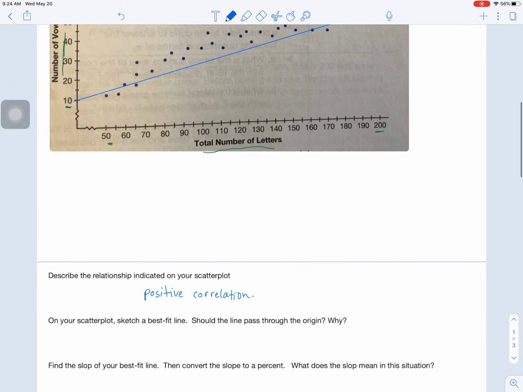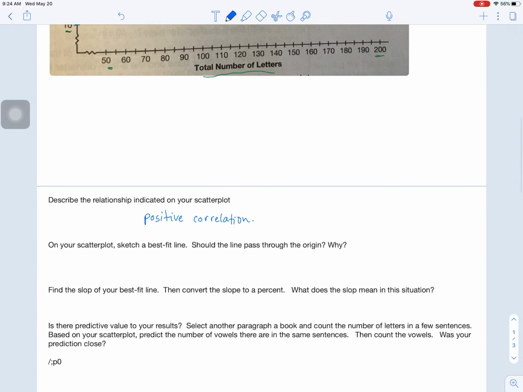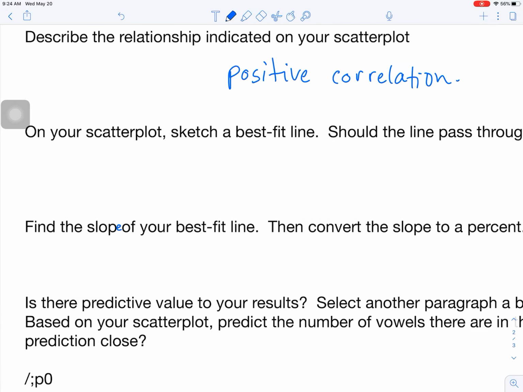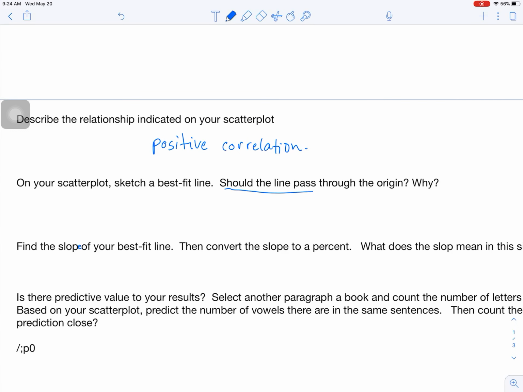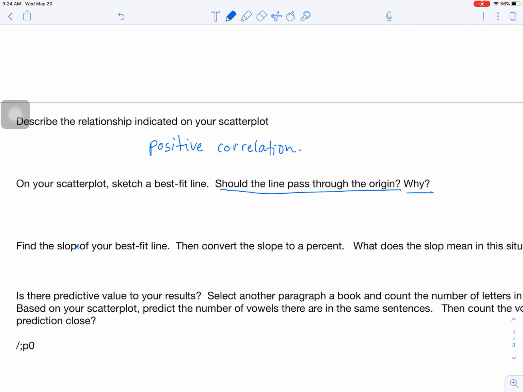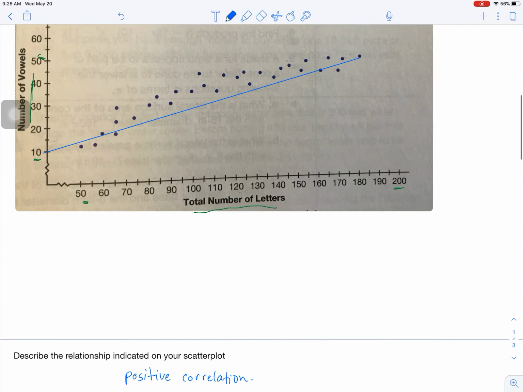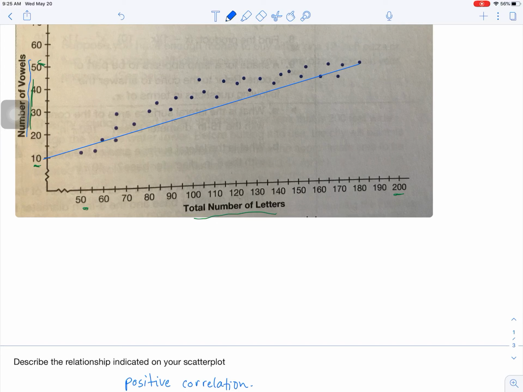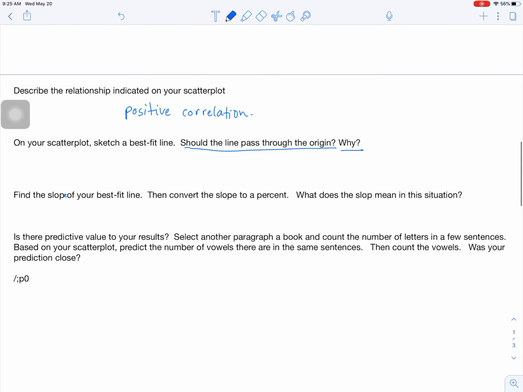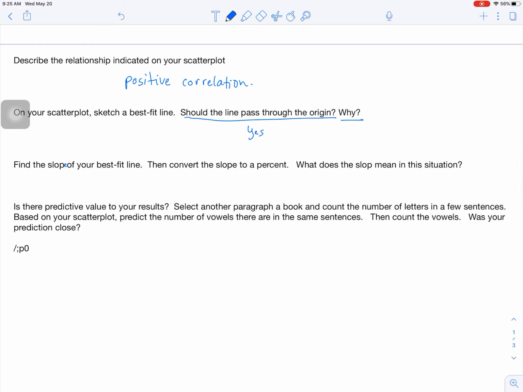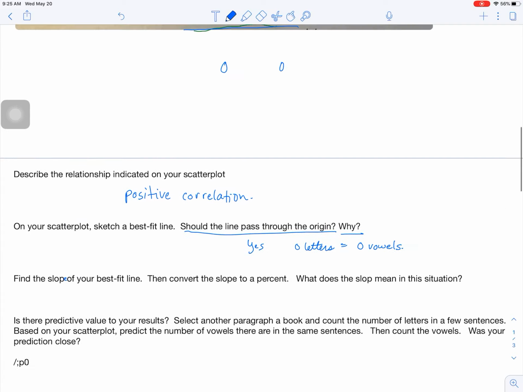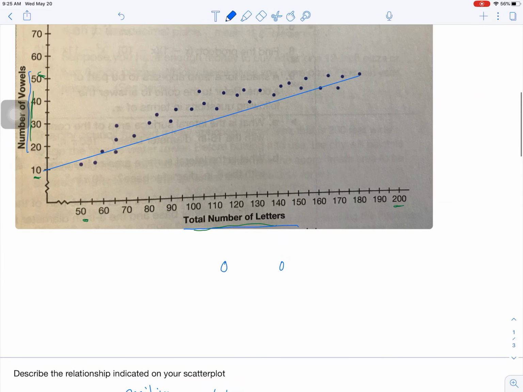Now you may draw your line slightly different, but find the slope of your best fit line. Should the line pass through the point of origin? And then why? And think about this, right? This is total number of vowels, and then it says total number of letters. So if we have 0 letters, we should have 0 vowels. That makes sense. So our answer, of course, to this would be yes, 0 letters equals 0 vowels. That would always make sense. And now it says find the slope of your best fit line.